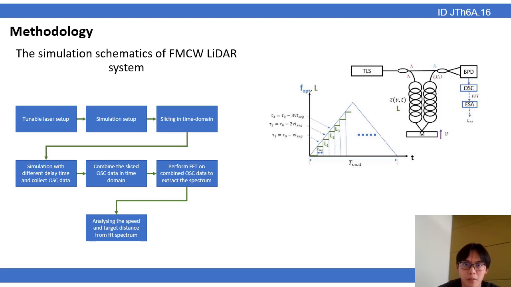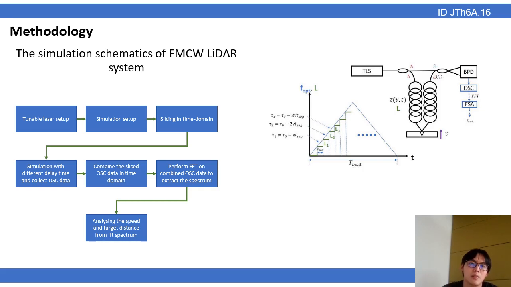Now I'm going to explain the methodology I used in this experiment. The picture on the right shows the system diagram of a typical FMCW LiDAR. It consists of a tunable laser source, of which the frequency is tuned by a triangular waveform. The modulated light goes into a coupler, which splits the light into two paths, the LO path and the delay line path, which simulates the target reflectance. The light from the two paths is then recombined by an optical coupler, and the beat signal is detected by a balanced photodetector. An oscilloscope and an electrical spectrum analyzer are used to generate the waveform and spectrogram.